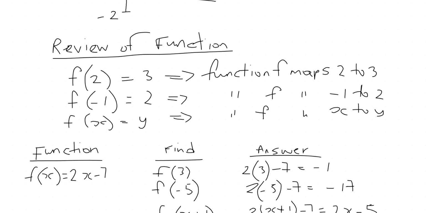So here we say when x is 2, y is equal to 3. So basically we're saying here the function f maps 2 to 3 every time. And similarly for when x is -1, y is positive 2, which means it maps -1 to 2, and x is mapped to y. And that's basically what that is saying. And we can prove that in our examples down here.